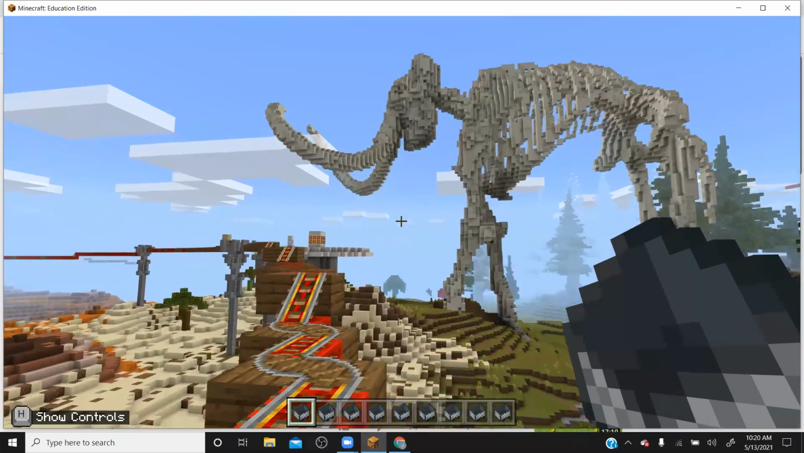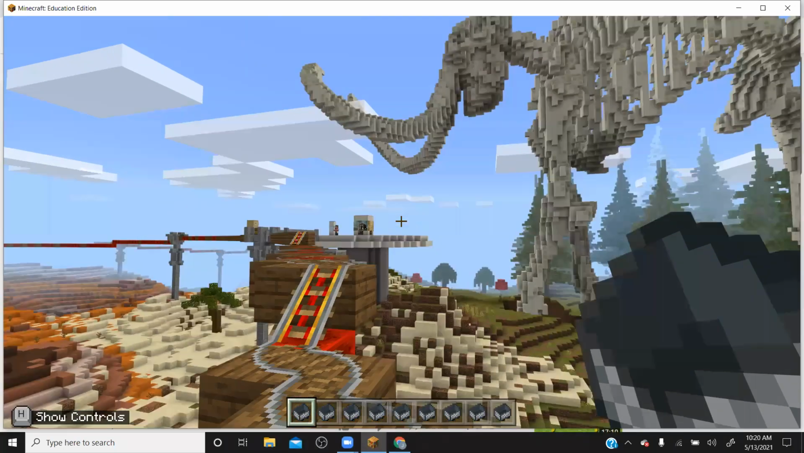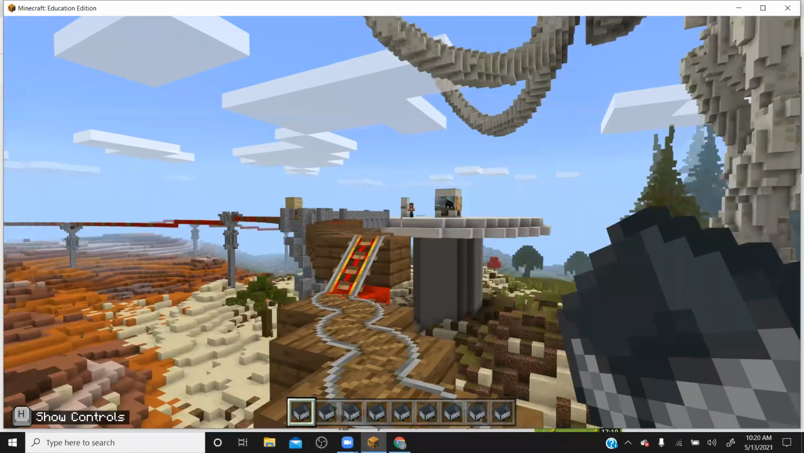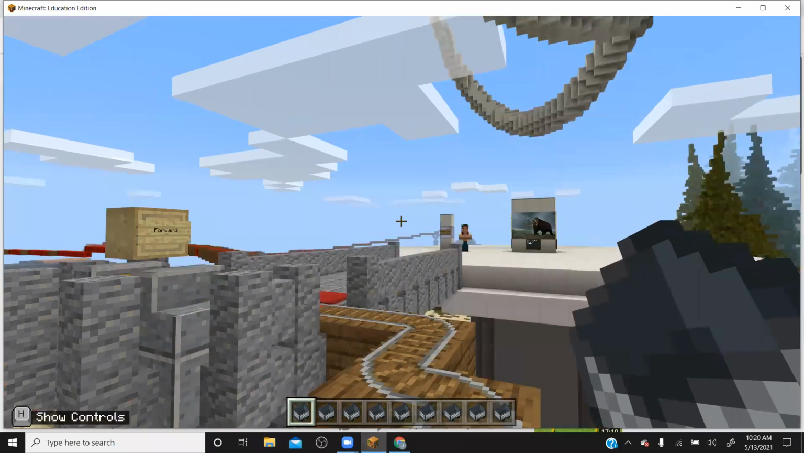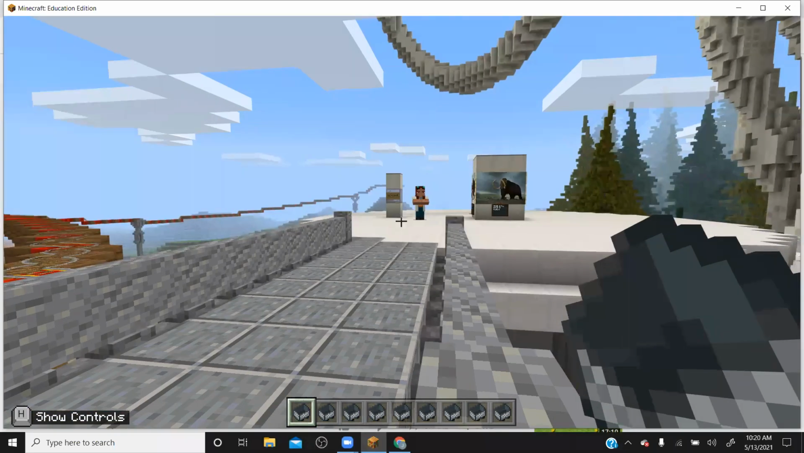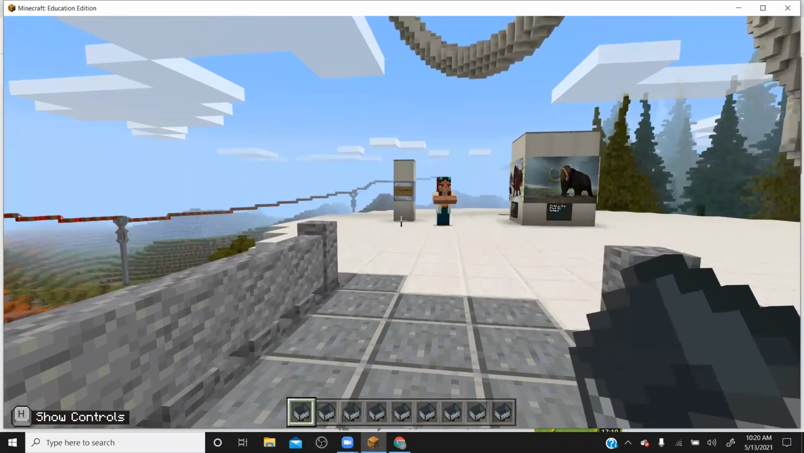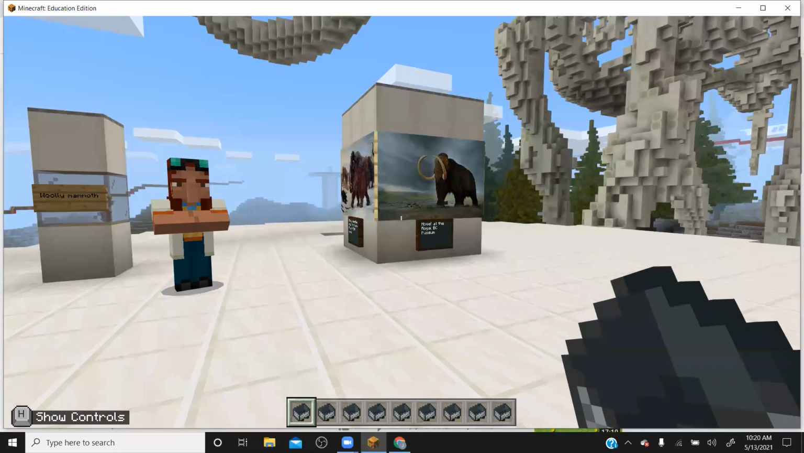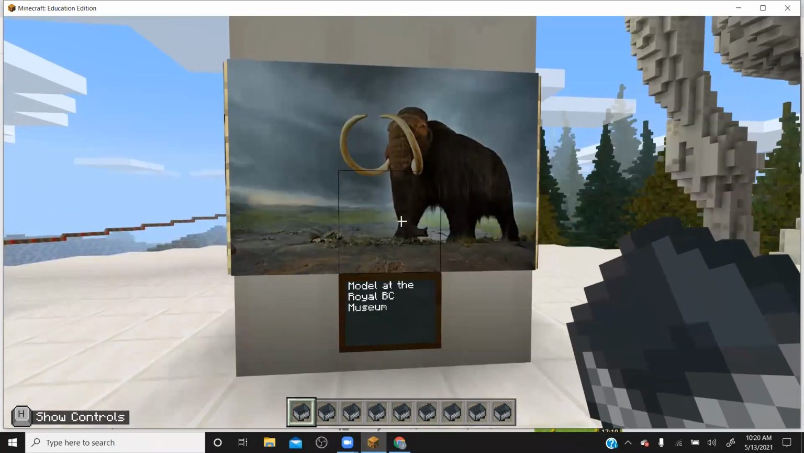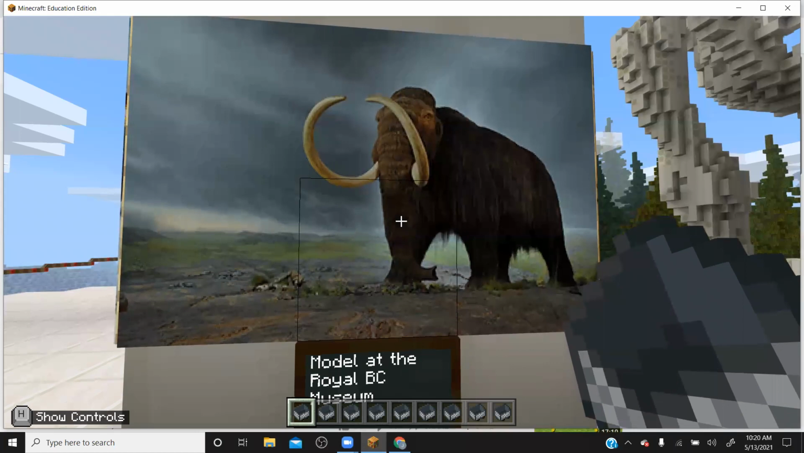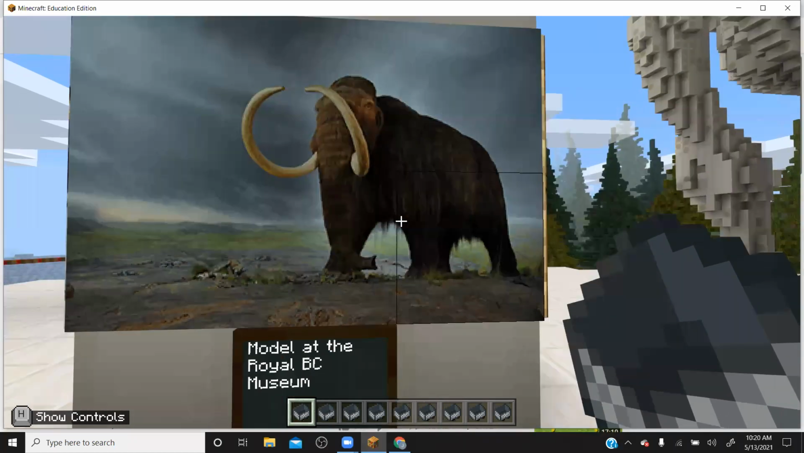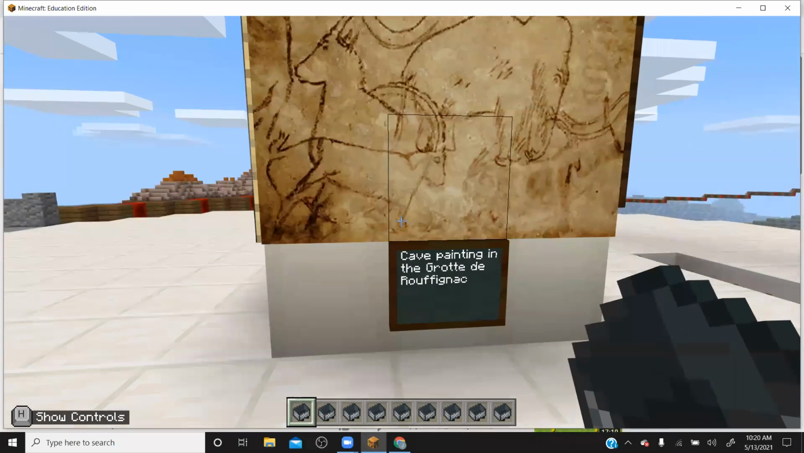I think we're about ready to learn more about this mammoth. Kind of excited. We've been watching it for several minutes now. We've gone through this tour. Let's see what it is we're looking at. Wow. How beautiful. A cave painting of one.